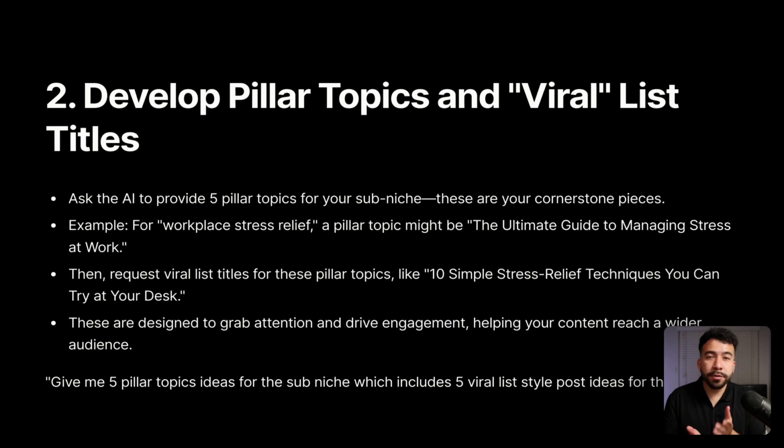These are going to be the cornerstone pieces of our entire plan. For example, let's say we're talking about workplace stress relief. A pillar topic could be something such as the ultimate guide to managing stress at work. From here, we're going to request viral title ideas that are going to be list style articles because that's usually what your cornerstone pieces are going to look like. And this could be something like 10 simple stress relief techniques you can try at your desk. Really, these pillar topics are designed to grab attention and drive engagement, helping your content reach a wider audience. So let's go ahead and jump into this prompt and see what that looks like.